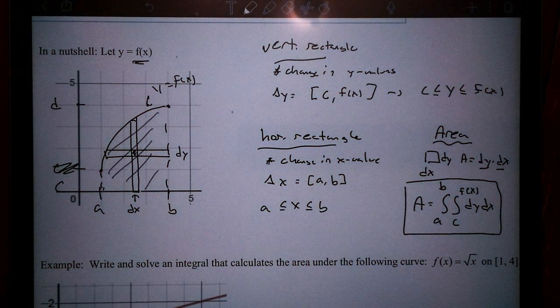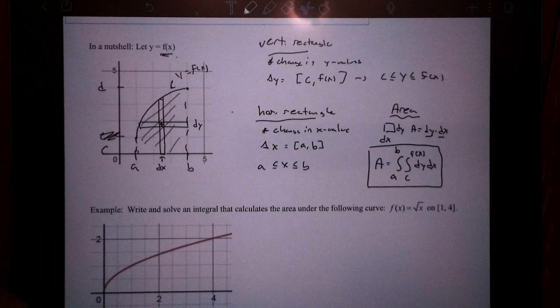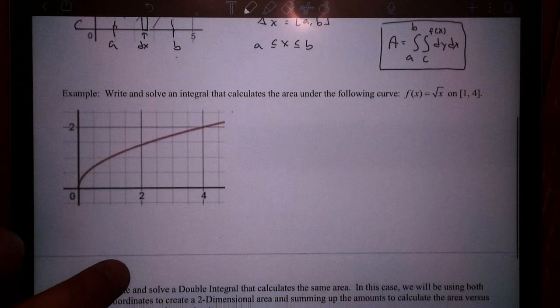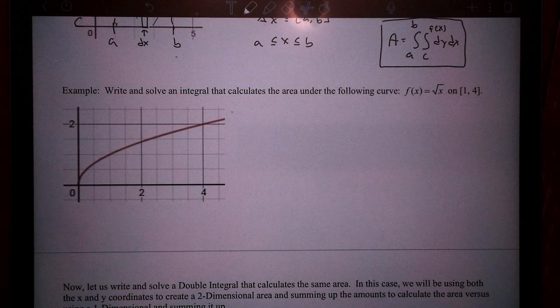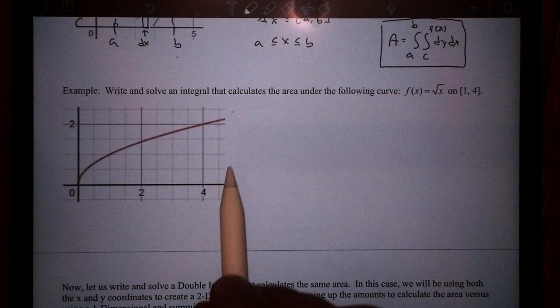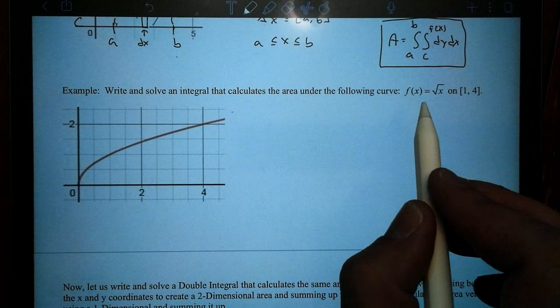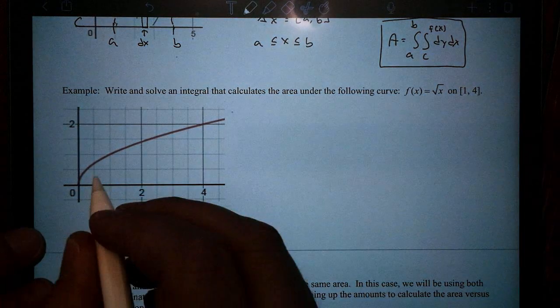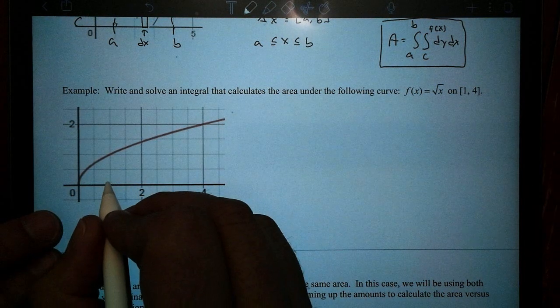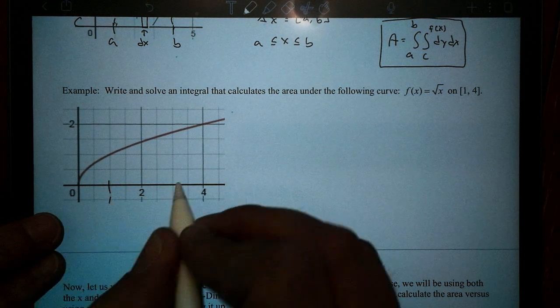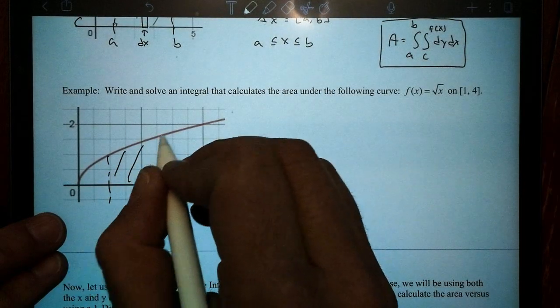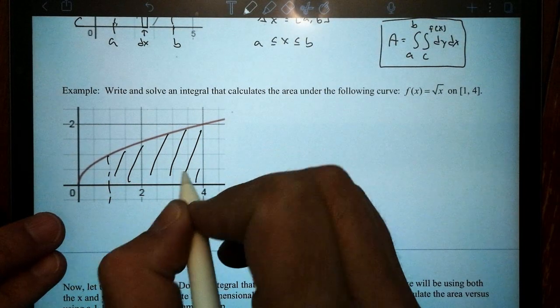So let's take a look here. Let's see how we can use this. We want to write and solve, so we're going to take a look at what we did last year. We want to write and solve an integral that calculates the area under the following curve from 1 to 4. So again, we're looking for the area. Here's 1 all the way to 4. So we're looking at this area underneath this graph.